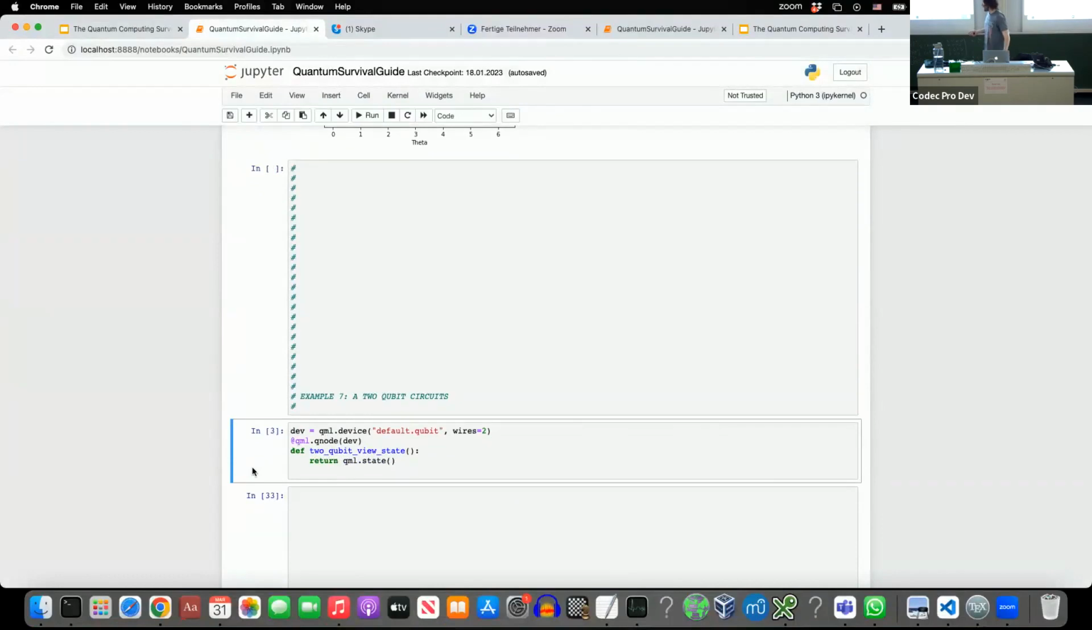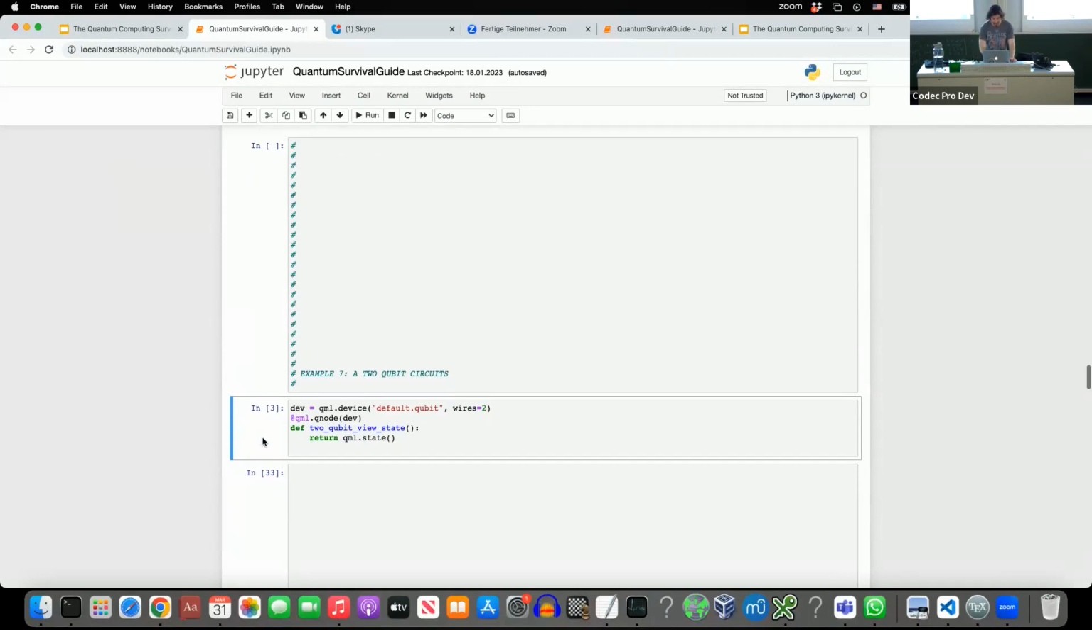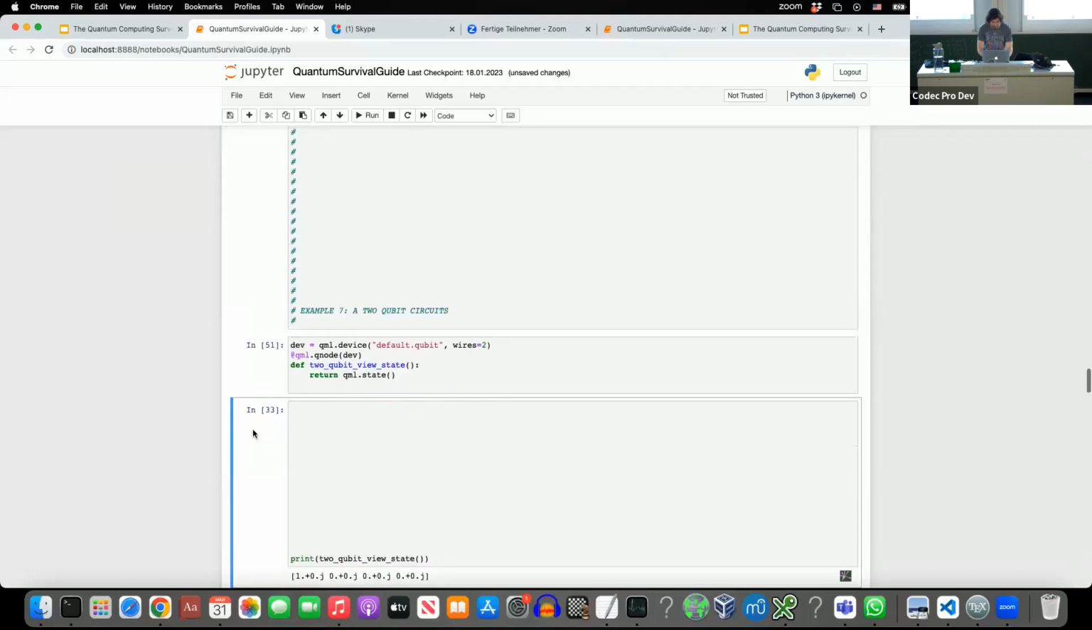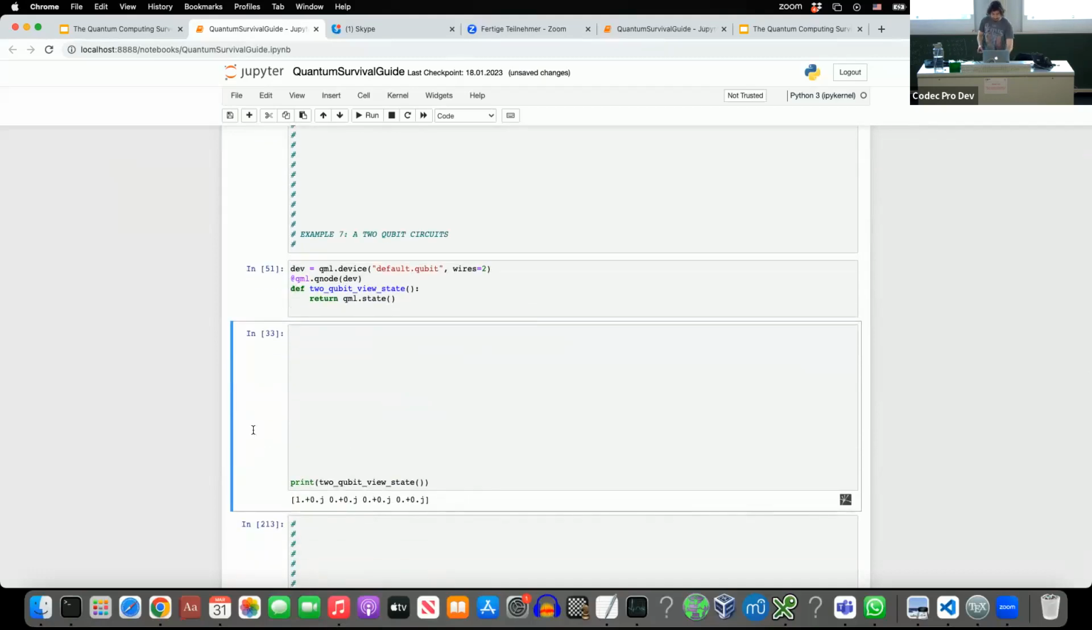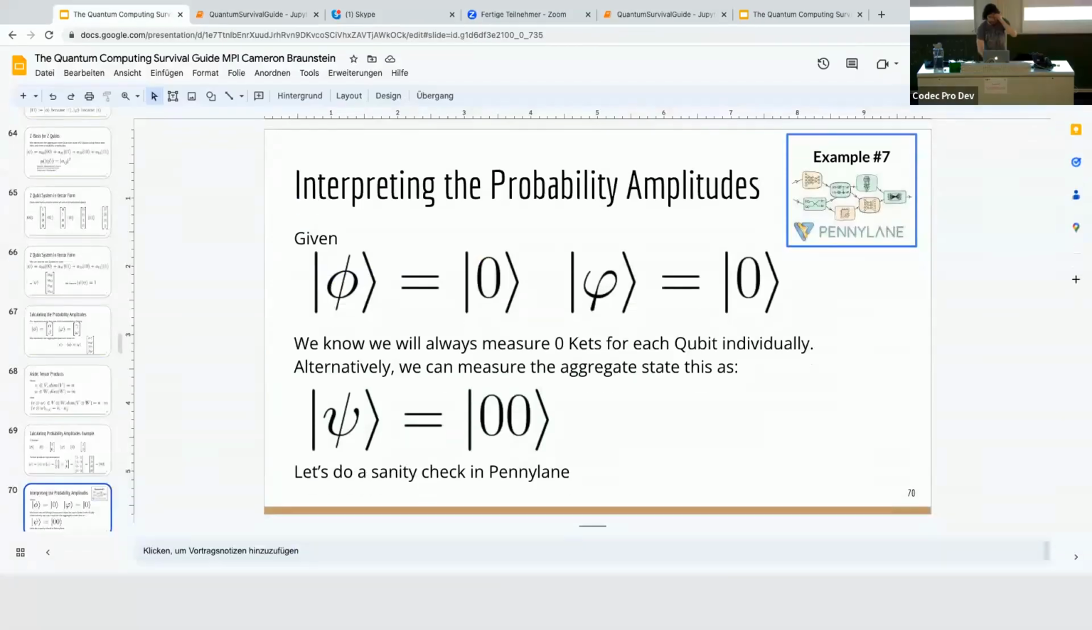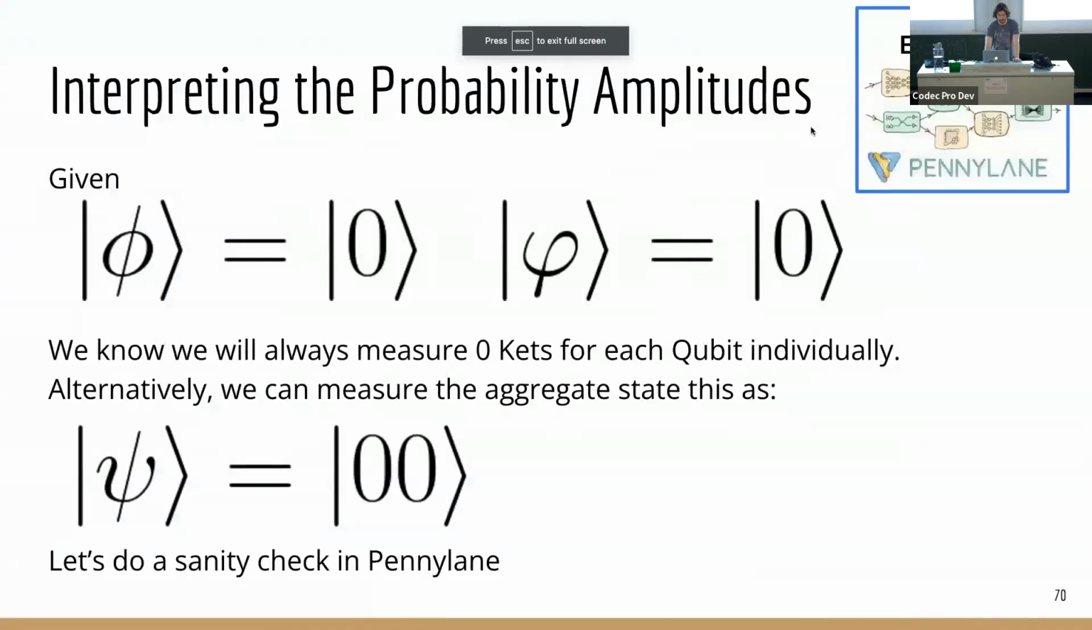So here is the circuit. The novelty here is that instead of having one wire, we now have two wires because this is a 2-qubit circuit. And this is otherwise identical to our very, very first example. And so when we print out the state, we see that we get a 4-entry vector. We have a 1 plus 0j, so just 1 in our first entry, and 0 everywhere else. So everything is working as expected. Pennylane is behaving in a sane way, and our mathematics is correct.